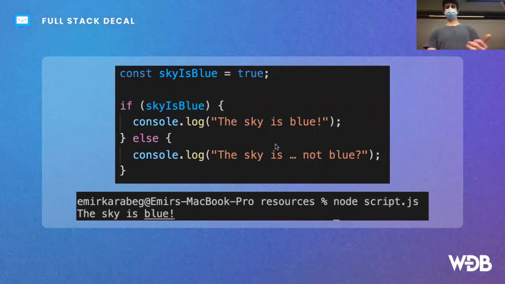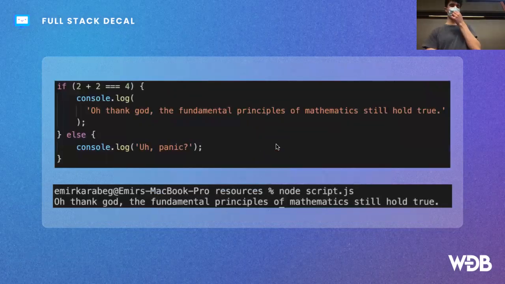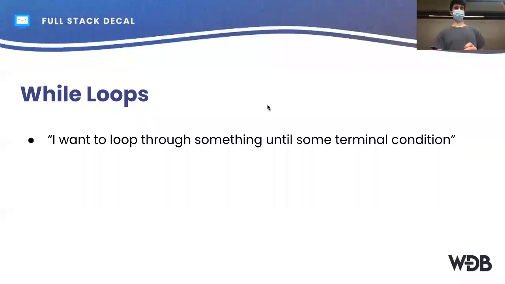Let's look at a little more interesting example where we perform an operation inside of this if statement. We're going to say if 2 plus 2, we're using the triple equals here, 4, then we're going to say console.log, thank God the fundamental principles of mathematics still hold true. Else we have some issues and we should probably all run for our lives.